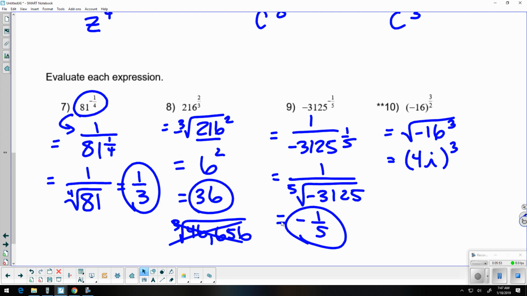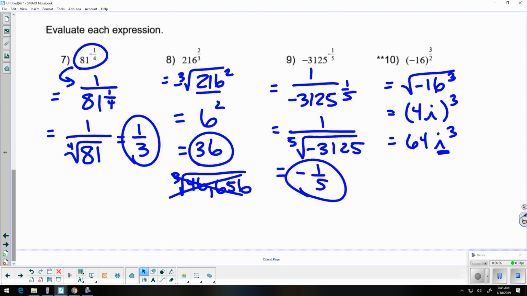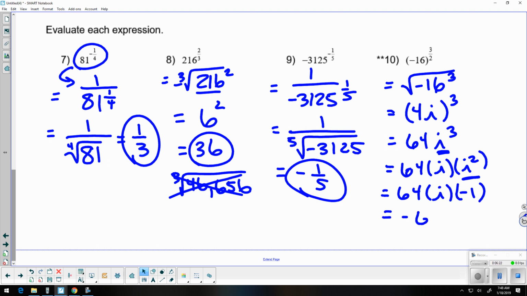So when I cube the whole thing, I'm cubing each term. I'm cubing the 4 and the i, so that becomes 64i cubed. But now I can't leave i cubed like that. I'm going to break it down just like we did in previous lessons. i cubed is the same thing as i times i squared, because we know what i squared is. i squared is just negative 1. So this would be 64i times negative 1, making my final answer negative 64i. And there you go.